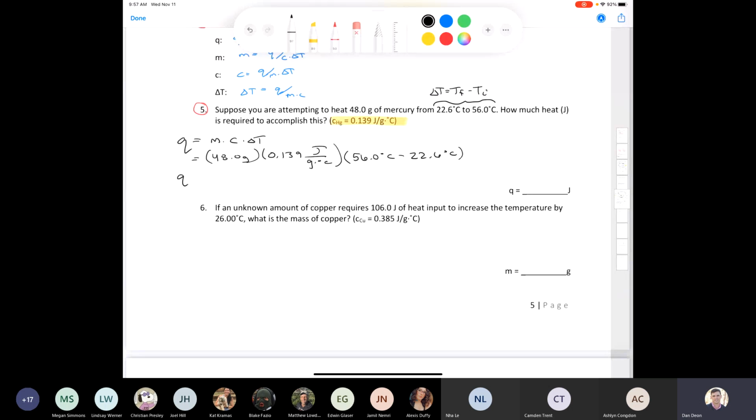When you shorten all that, you get that Q is equal to 48.0 grams times 0.139 joules per gram degrees Celsius multiplied by 33.4 degrees Celsius. Look at this. The units of temperature cancel, as do the units of mass, and you're left over with joules, which are units of energy. And they want you to solve the problem for the number of joules. So when you punch all that into your calculator, you end up with an answer of 223 joules.